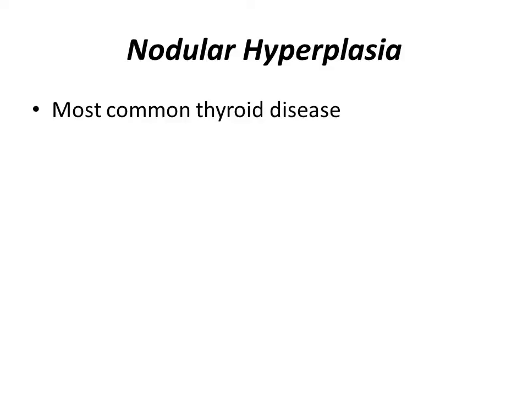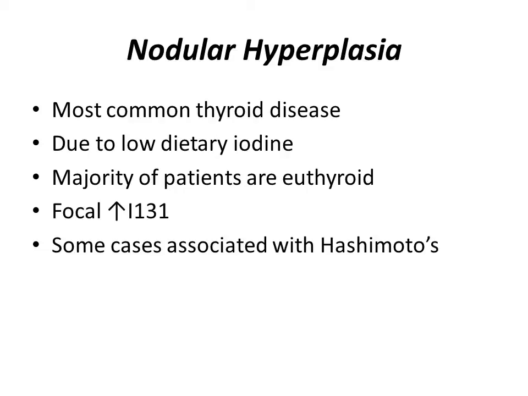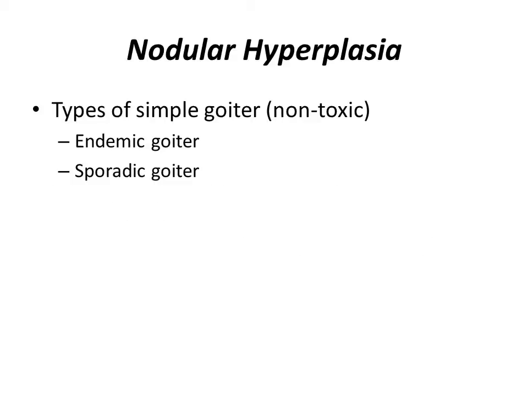Nodular hyperplasia is the most common thyroid disease. It's due to low dietary iodine, and the majority of the patients show normal thyroid function. There's usually focal increase of iodine 131 uptake. Some cases are associated with Hashimoto's. There are two types of simple goiter, or non-toxic goiter: the first one is the endemic goiter and the second is the sporadic goiter.